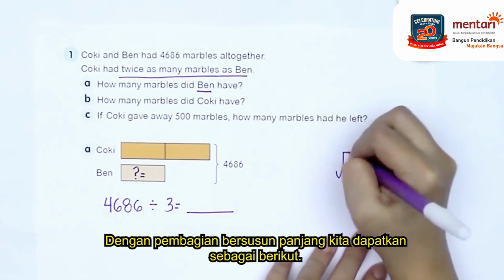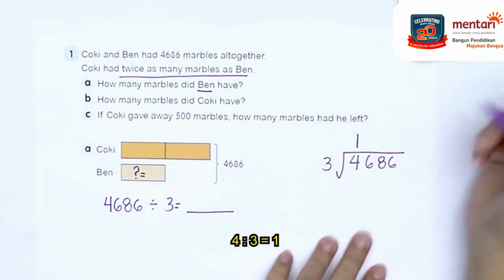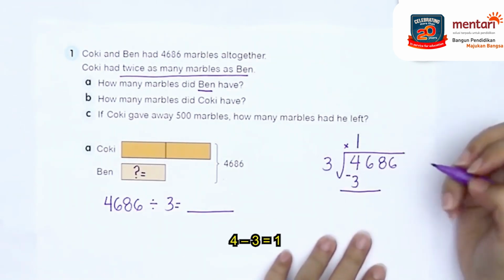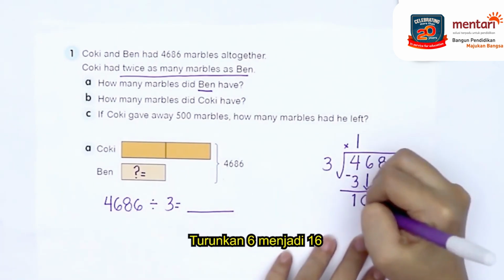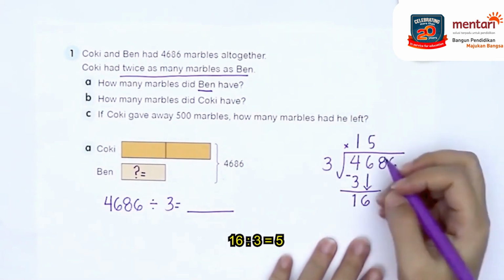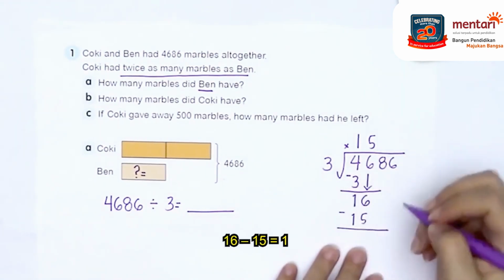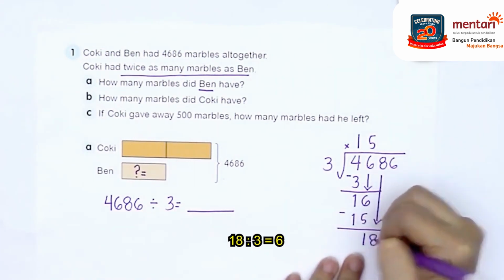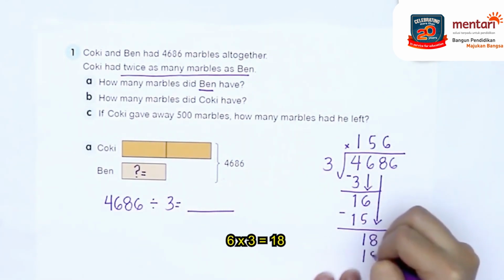4,686 divided by 3. 4,000 divided by 3 is equal to 1. Multiply, you've got 3. Then subtract. 4 minus 3 is 1. Bring down 6 hundreds. 16 hundreds divided by 3 will give you 5. And 5 times 3 is 15. Subtract again, we've got 1. Then bring down 8 tens. 18 tens divided by 3 will give you 6. And 6 times 3 is again 18.